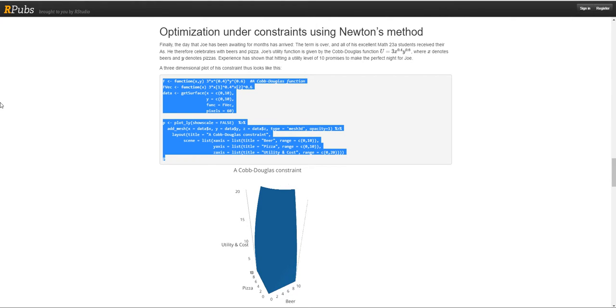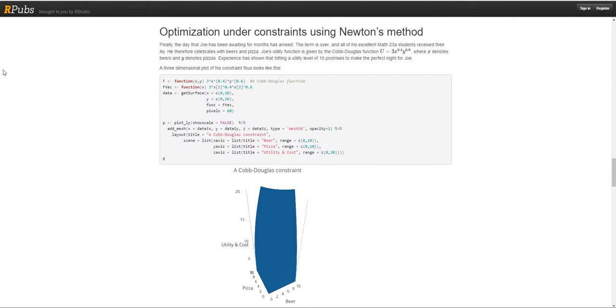In the second part of our term project, we introduce you to the optimization of a linear function under the constraint of a Cobb-Douglas function using Newton's method.